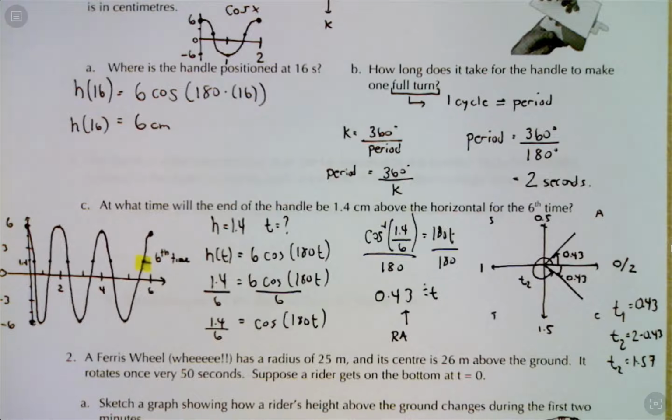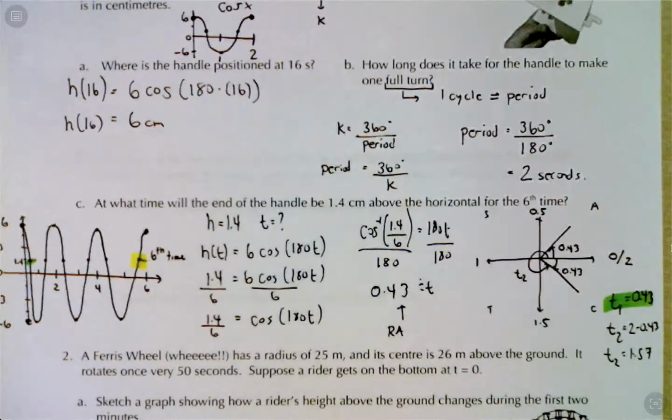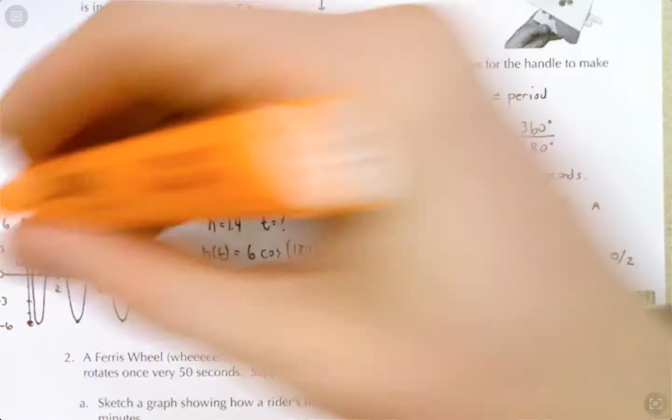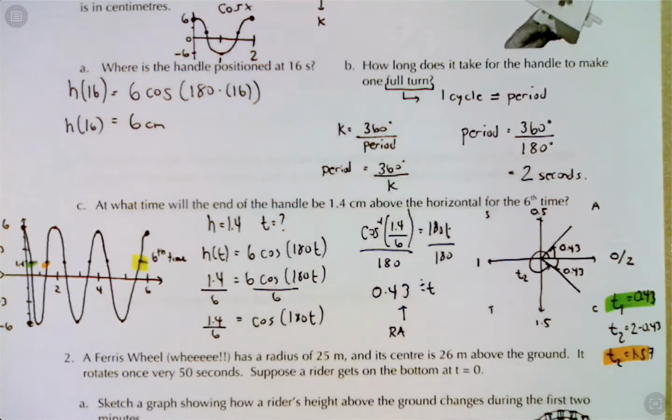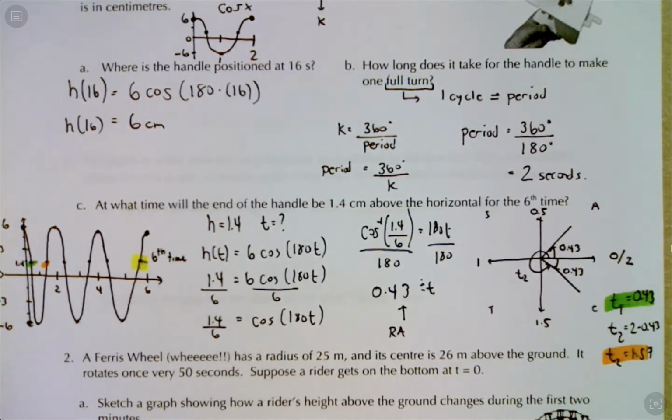But if I put these on the graph, you can see what these are. Time 1 is right here. Time 2 is right here. We want time 6. So the way we find time 6 is we just start adding the period to our first 2 answers until we get to the 6th time.